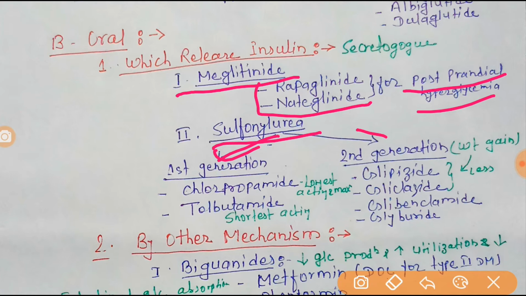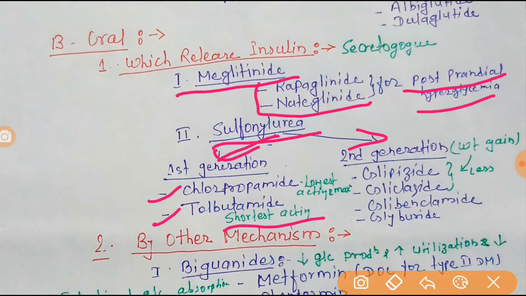Sulfonylureas are of first generation and second generation. First generation includes chlorpropamide and tolbutamide. Chlorpropamide is the longest acting with maximum effect. Tolbutamide is the shortest acting.